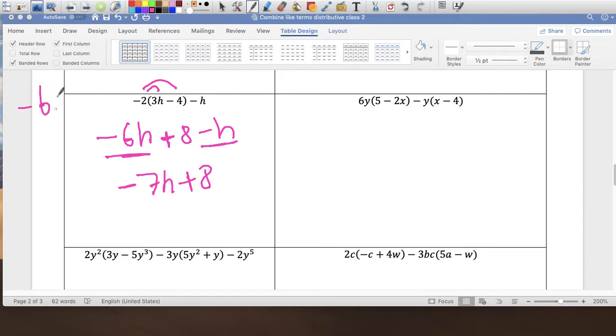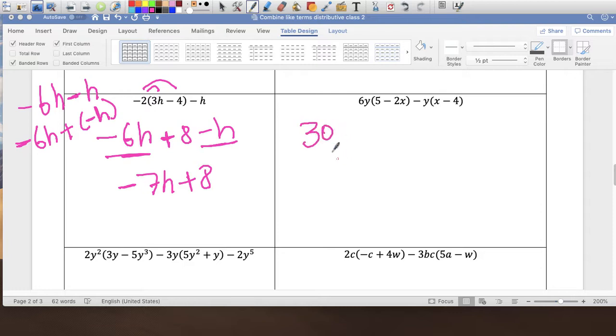At some point, I'm hoping that you get fluent and understand that negative 6h and minus h is the same thing as negative 6h plus negative h. They're both negatives, so I can't make zero pairs; we're just moving down the left of the number line. So negative 6h and negative 1h is negative 7h plus 8.